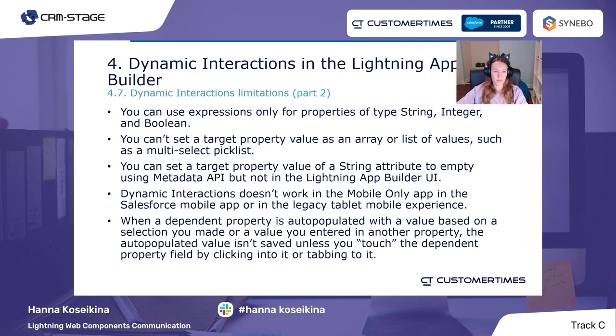And you can set a target property value of a string attribute to empty using the metadata API, but not in the Lightning App Builder UI. Also, dynamic interactions for now don't work in the mobile-only app or in the legacy tablet mode mobile experience. And when a dependent property is auto-populated, the auto-populated value isn't saved unless you click on the dependent property field, by tabbing into it or by clicking directly with the mouse.